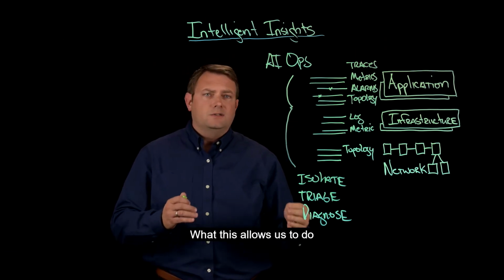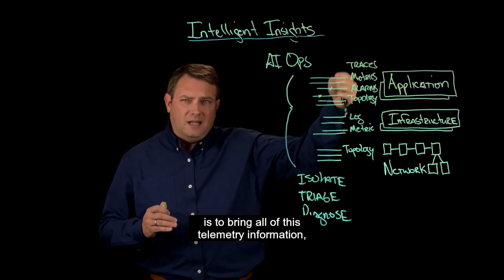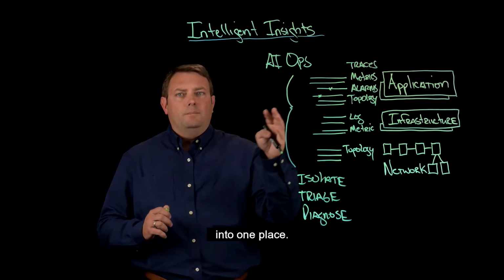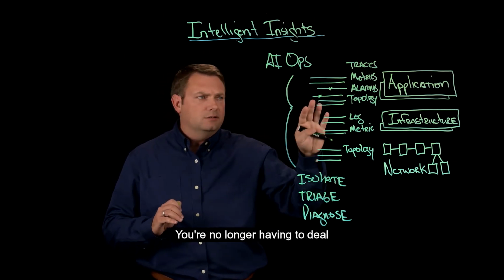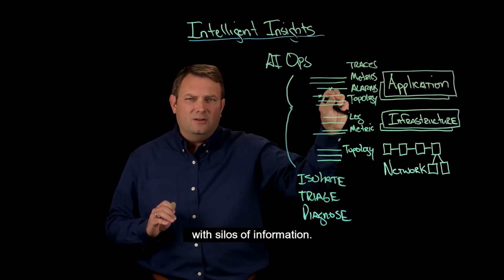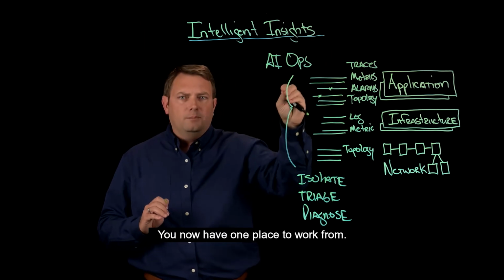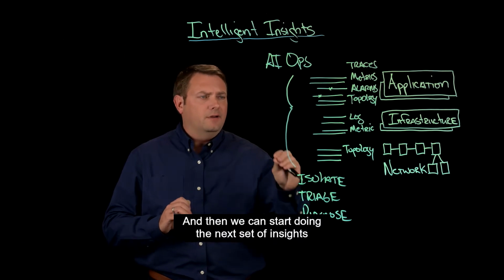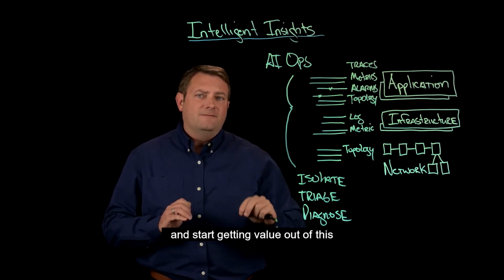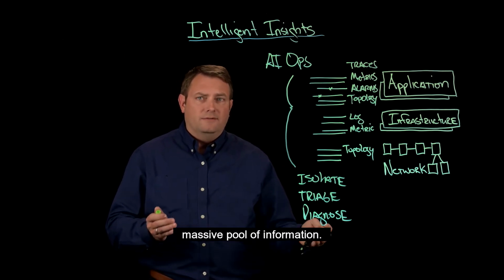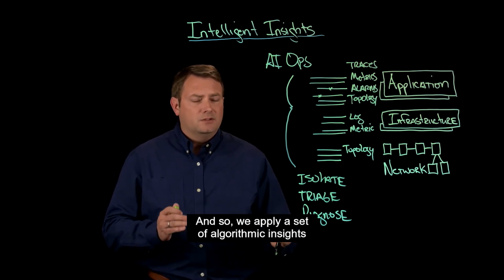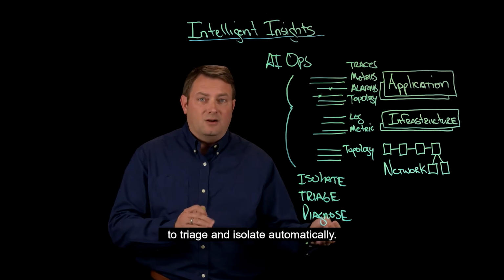What this allows us to do is to bring all of this telemetry information, all this observability, all this great stuff into one place. So you're no longer having to deal with silos of information. You now have one place to work from. And then we can start doing the next set of insights and start getting value out of this massive pool of information. And so we apply a set of algorithmic insights to triage and isolate automatically.